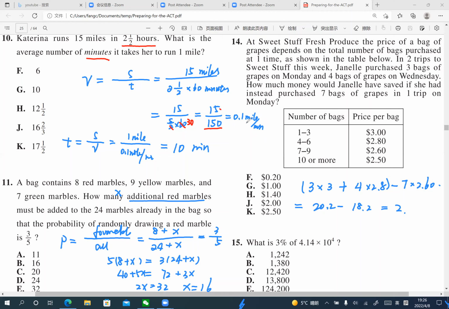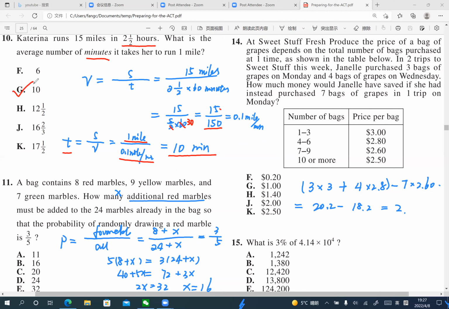The question is, what is the average number of minutes it takes her to run 1 mile? So we need to use the formula again. Time equals the distance divided by the velocity. The distance this time is 1 mile and the velocity is 0.1 mile per minute. So 1 divided by 0.1 is 10. So we need 10 minutes. We should choose option G.